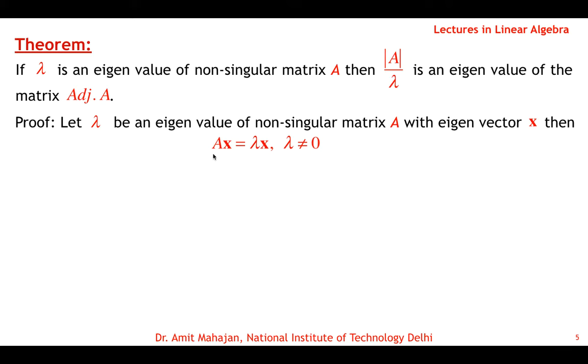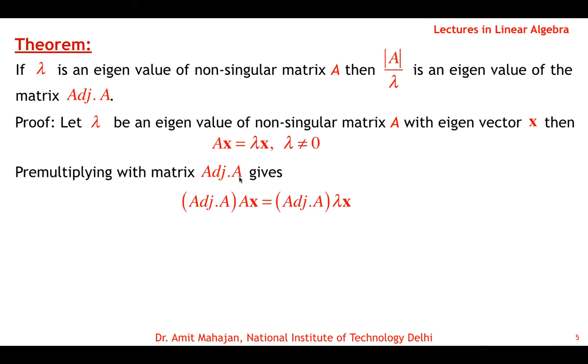Now we can pre-multiply this with the adjoint A matrix. Okay, so we get adjoint A times Ax is equal to adjoint A times lambda x. Lambda is a scalar, it goes outside, so we get lambda times adjoint A x. On the left hand side it is adjoint A times A, and we know that adjoint A times A is determinant A times I. So the left hand side becomes determinant A times x.